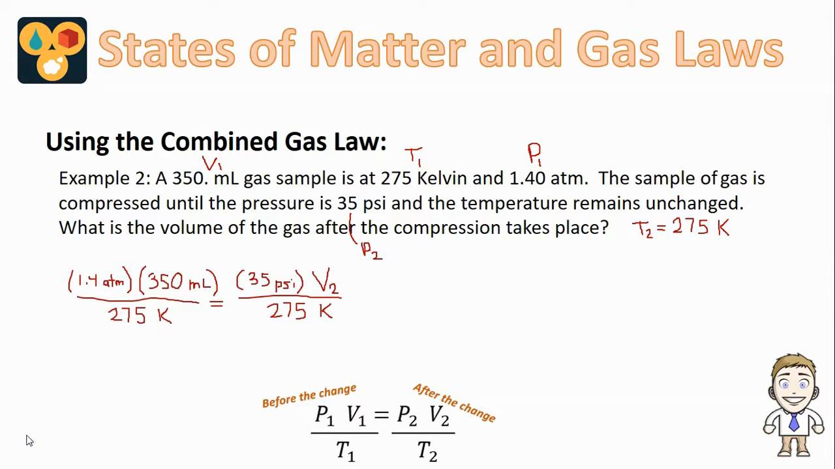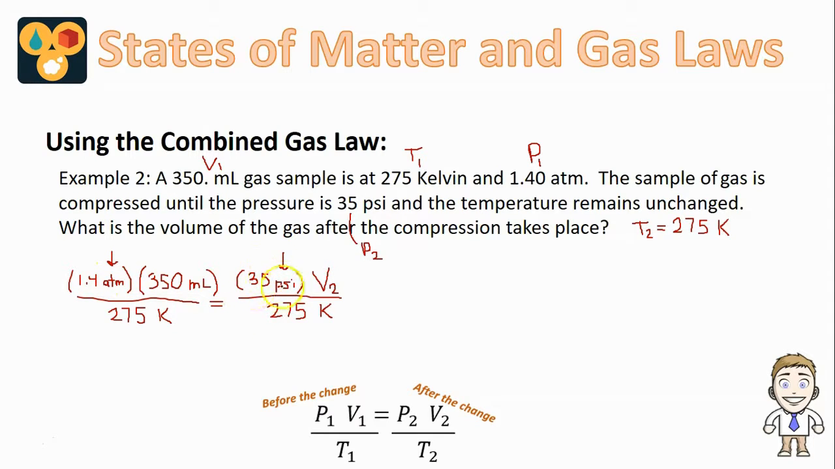So after plugging in all those variables into the combined gas law equation, everything looks pretty good, except you might notice an issue with my pressure units. 1.4 is in atms and 35 is in psi. So you can use either of those units, but they have to match. So usually what I'll do is change the psi into atmospheres. You could also change 1.4 atms into psi. It's totally up to you, but my preference is atmospheres for some reason.